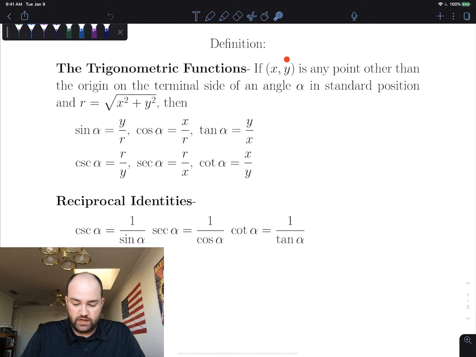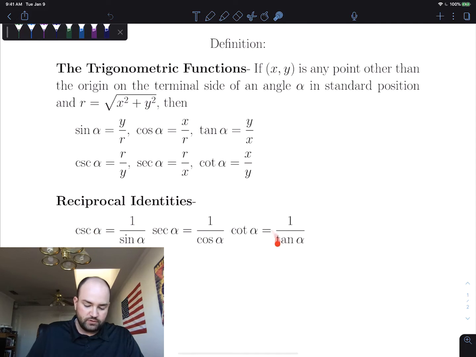If (x, y) is a coordinate, any point other than the origin, on the terminal side of an angle alpha in standard position, and r equals the square root of x squared plus y squared, then sine of alpha equals y over r, cosine alpha equals x over r, tangent alpha equals y over x, cosecant alpha equals r over y, secant alpha equals r over x, cotangent alpha equals x over y.